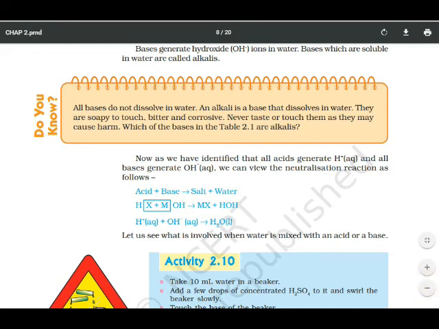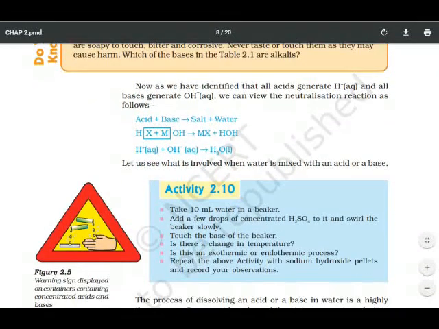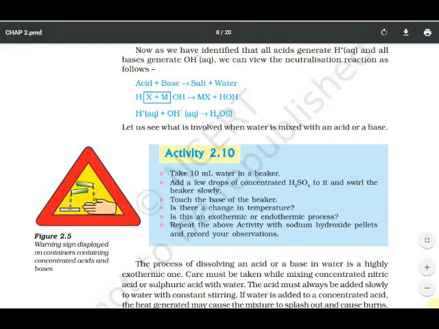Now we are going to see activity 2.10. Take 10 ml of water in the beaker. Add a few drops of concentrated H2SO4 to it and swirl the beaker slowly. Touch the base of the beaker. Is there a change in temperature? It is warm. Is this an exothermic or endothermic process?